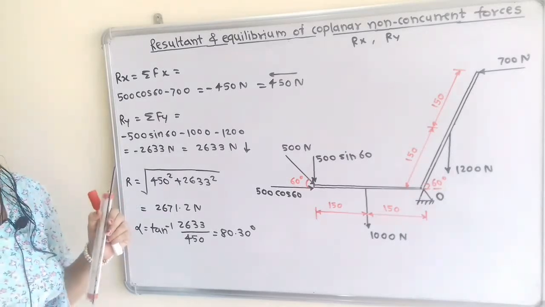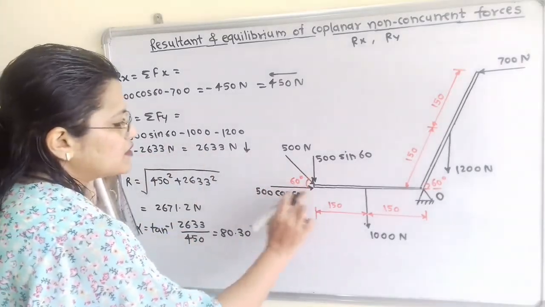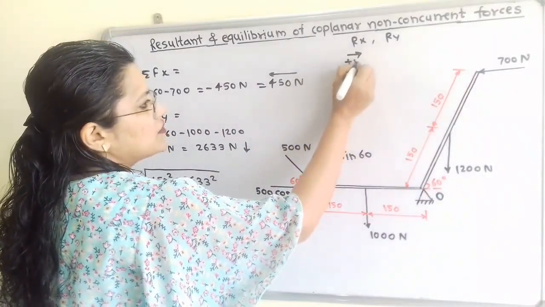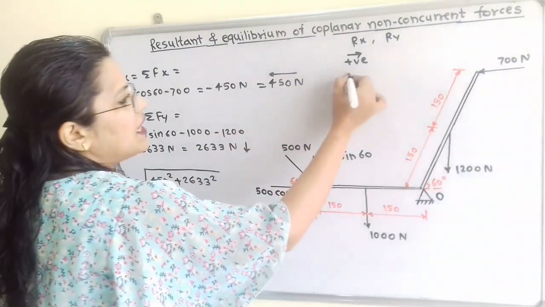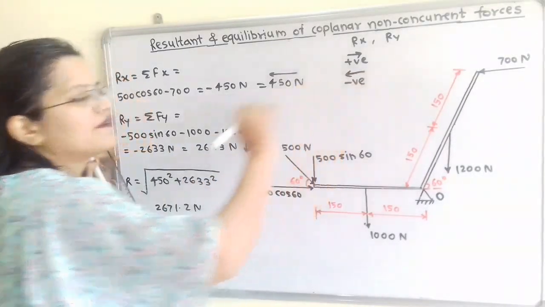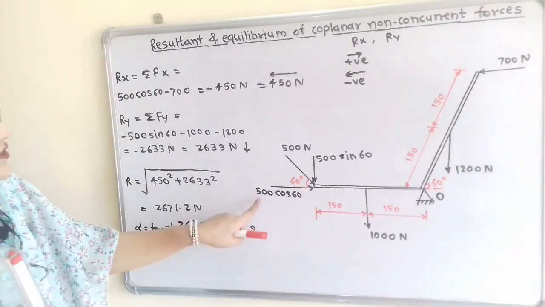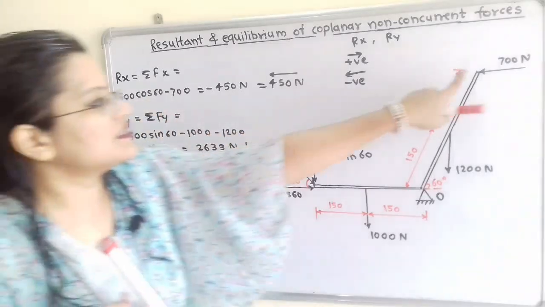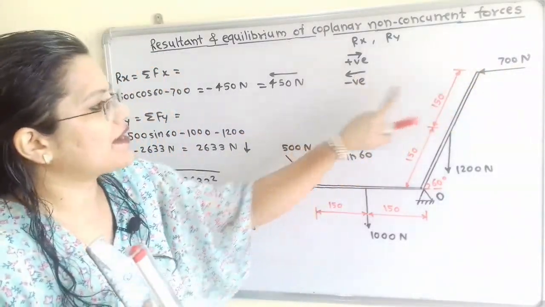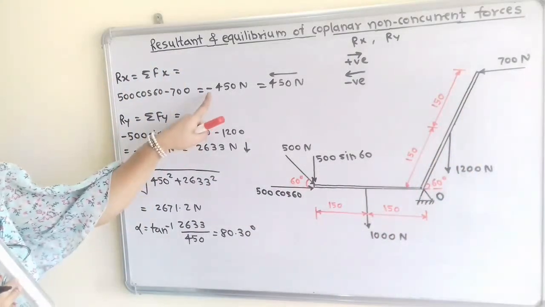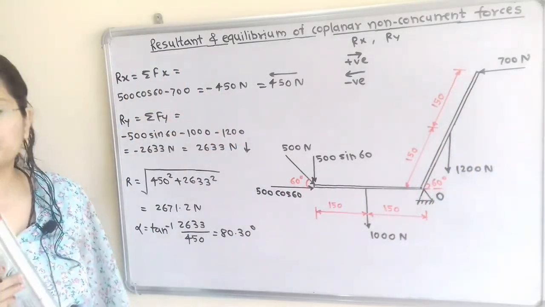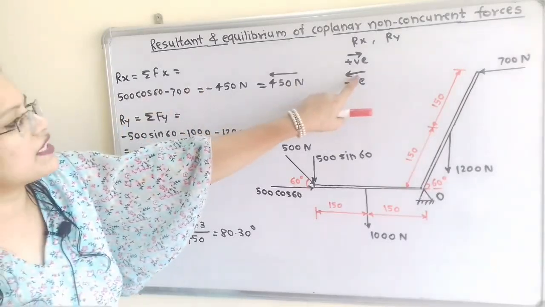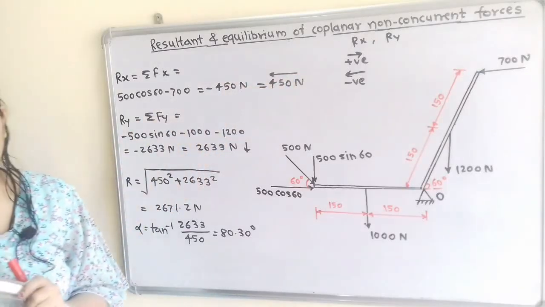Now for this case direction is important. The forces which are towards the right hand side we will consider positive, and the forces which are towards the left hand side we will consider negative. So the first force is 500 cos 60, we give a plus sign. The second force is 700, we give the minus sign, that is minus 700. So the answer is minus 450 Newton. So how do we write this in terms of direction? Here is a negative sign, so the direction is towards the left hand side.